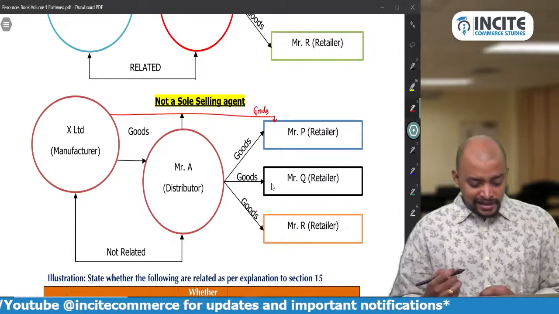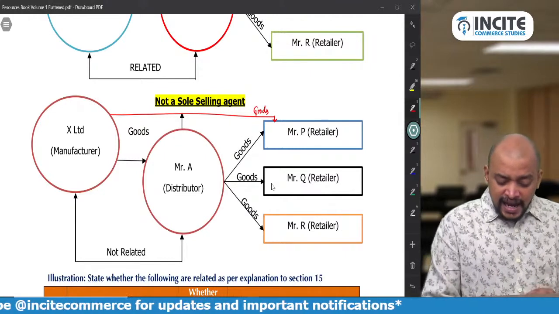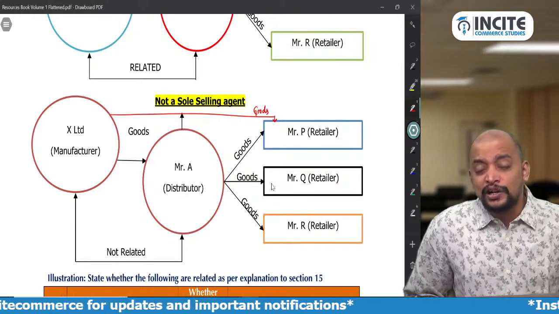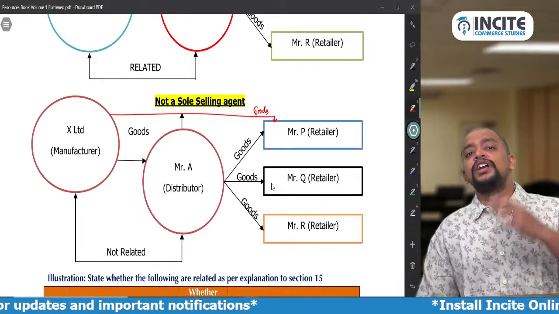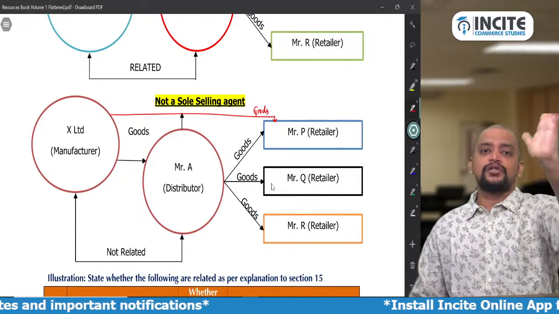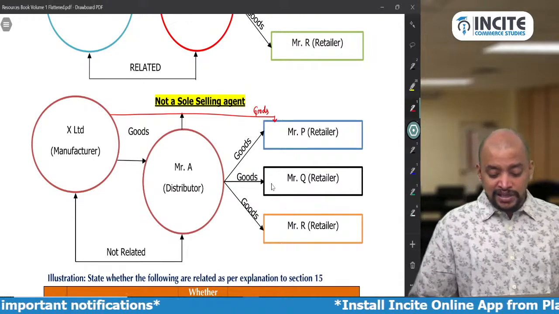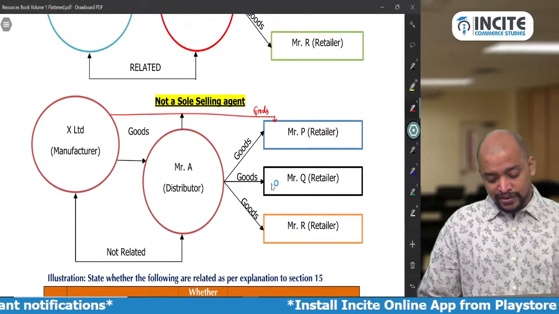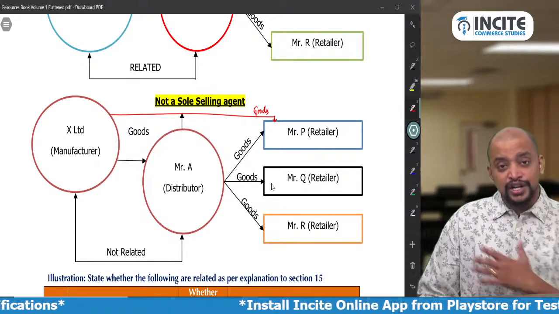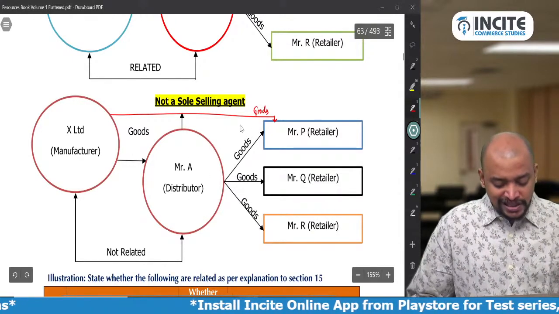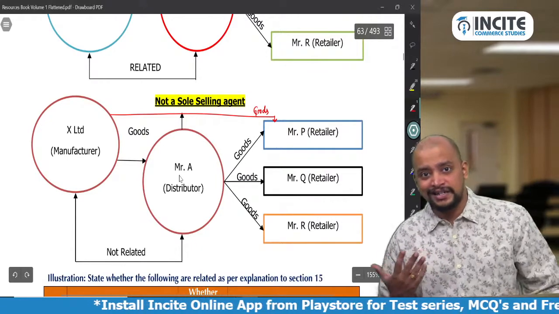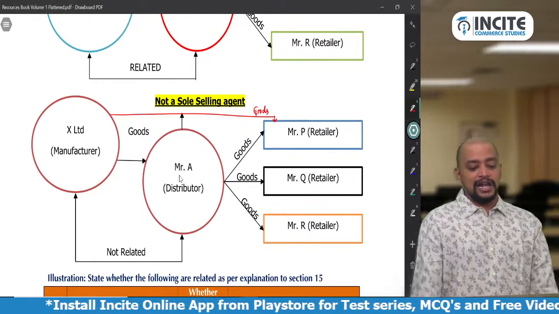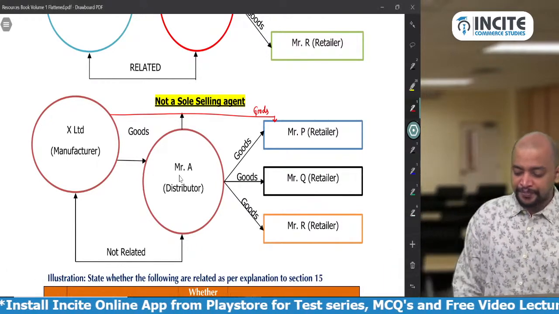So now in this case, this A is not a sole selling agent. Why not a sole selling agent? Who will become a sole selling agent? If I am supplying goods only through that person, he is called a sole selling agent. But X Limited in the second case is selling goods directly as well as through the distributor. So A is not a sole selling agent. So X Limited and Mr. A are not related.